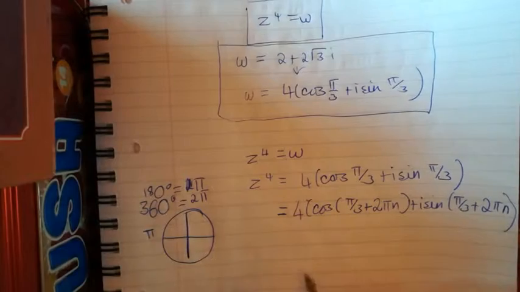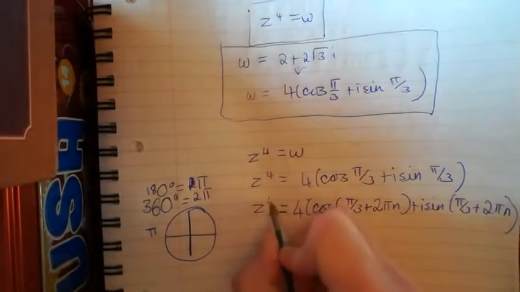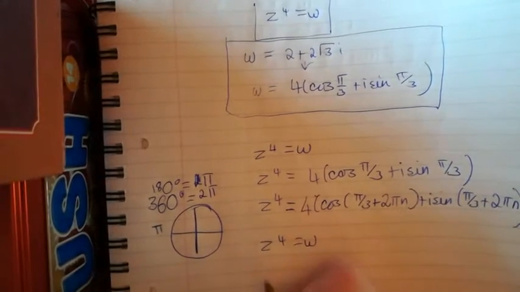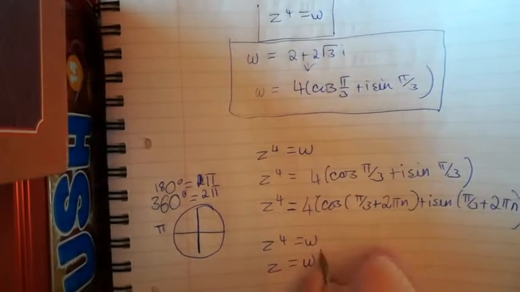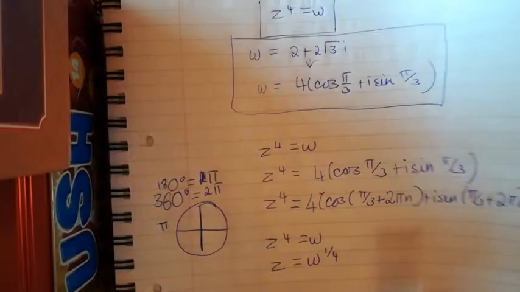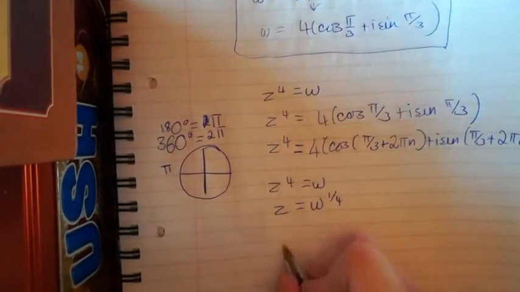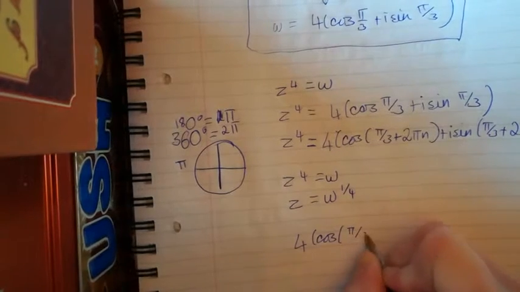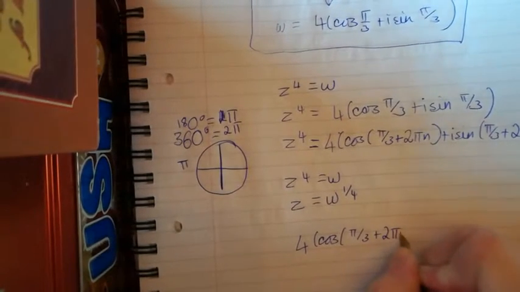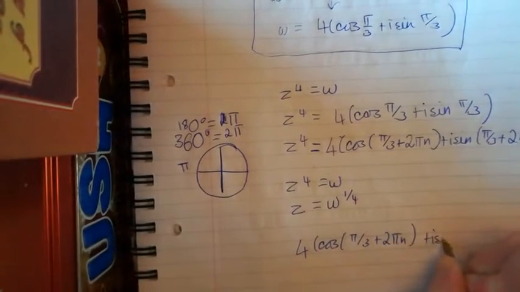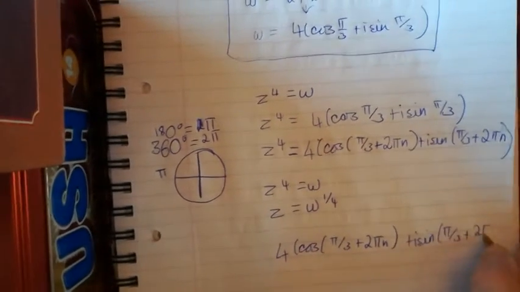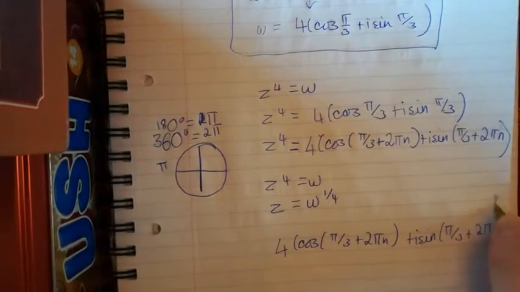But we're told that that's equal to z to the power of 4. So z to the power of 4 is equal to w, so z is equal to w to the power of a quarter. I'm going to have to write this all to the power of a quarter. So I'm going to get 4 cos pi over 3 plus 2 pi n plus i sin pi over 3 plus 2 pi n, and that's all to the power of a quarter.